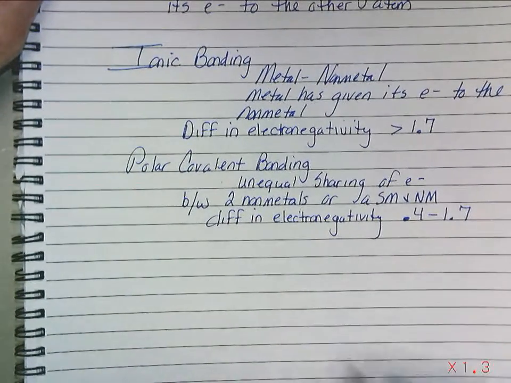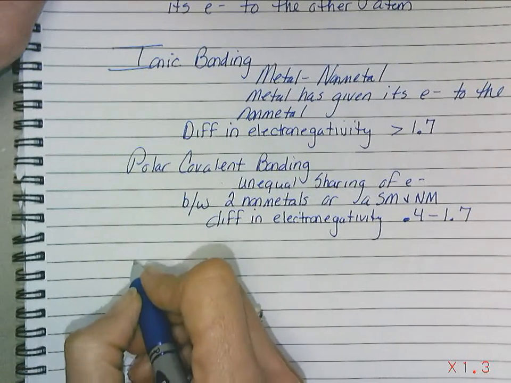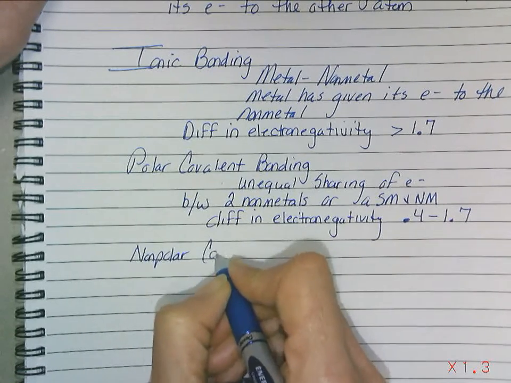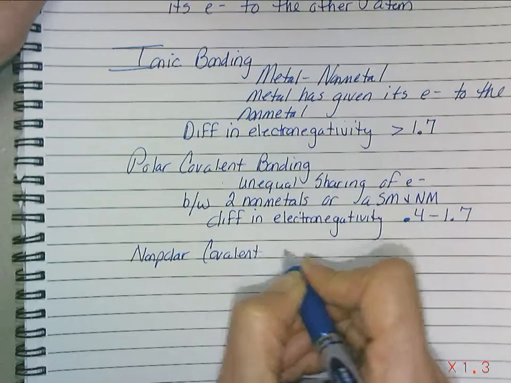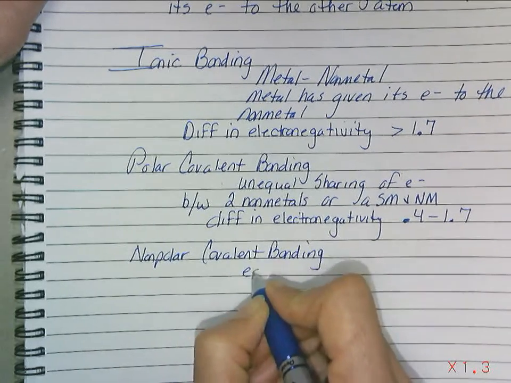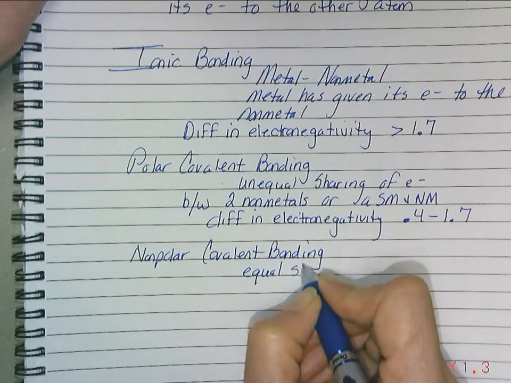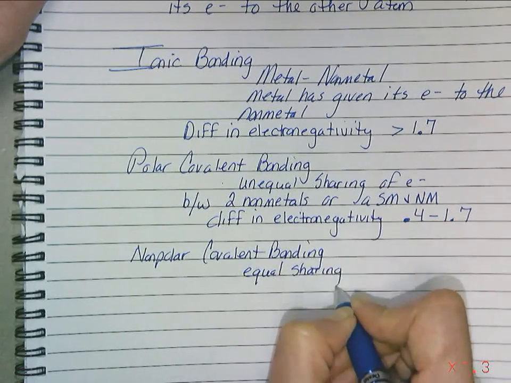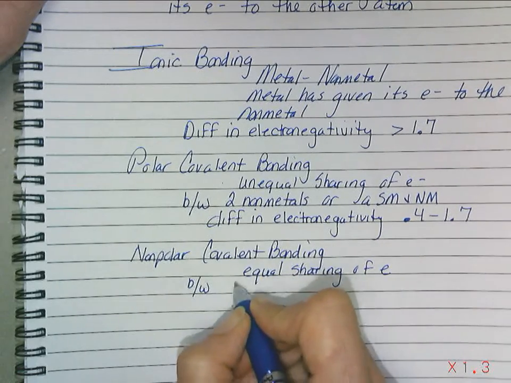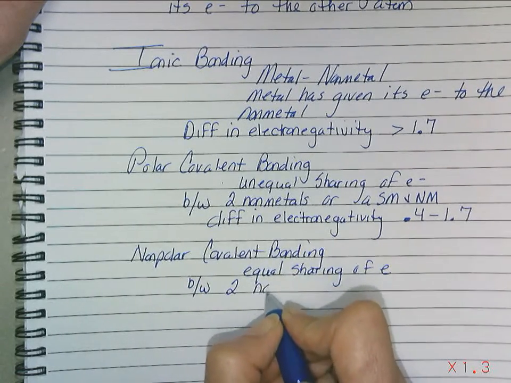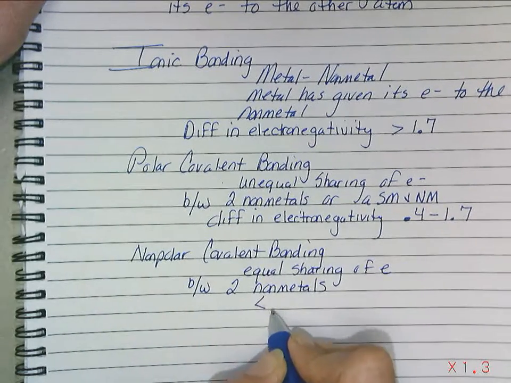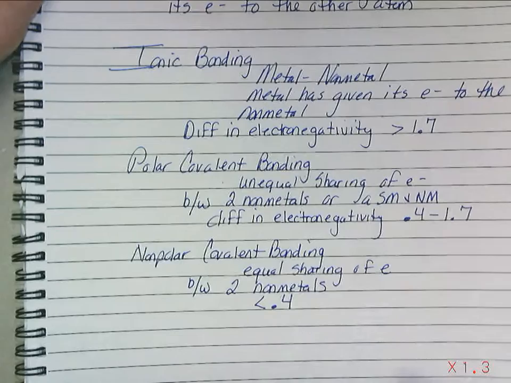The third type of bond is known as the nonpolar covalent. Here we have equal sharing of electrons. And it really is typically between two nonmetals. It has an electronegativity difference less than 0.4.